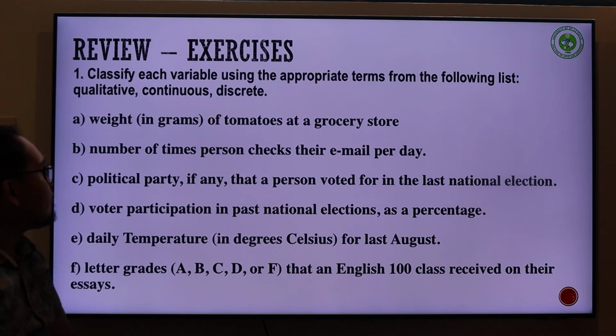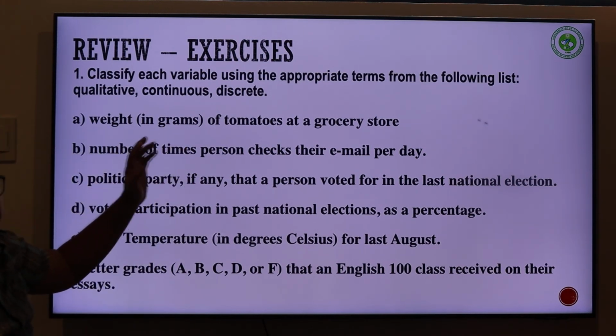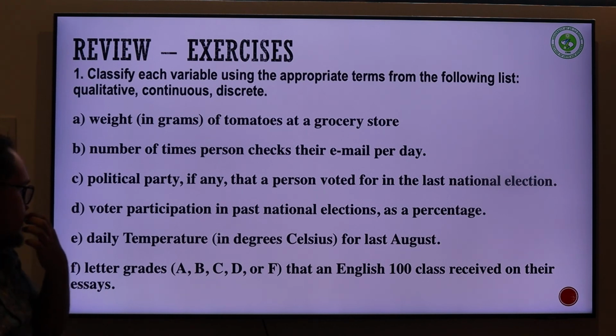Now let's have these review exercises for everyone. The instruction is: classify each variable using the appropriate terms from the following list. It's either going to be qualitative, continuous, or discrete. So we have 3 options here. Let me read it once, one by one.